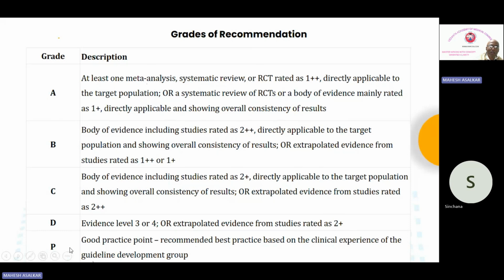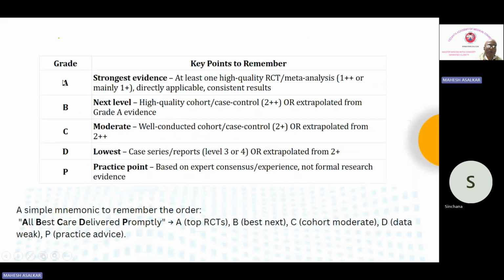So how to remember this? When we talk about A, that is the strongest evidence and it will be based on SR or MA of RCTs, and we will have 1++ or 1+ studies, directly applicable with consistent results. So these are the key words you remember. Grade A is the strongest evidence and it will depend upon SR or MA from the studies which are rated as 1++ or 1+, and it is directly applicable to the population having the consistent result.